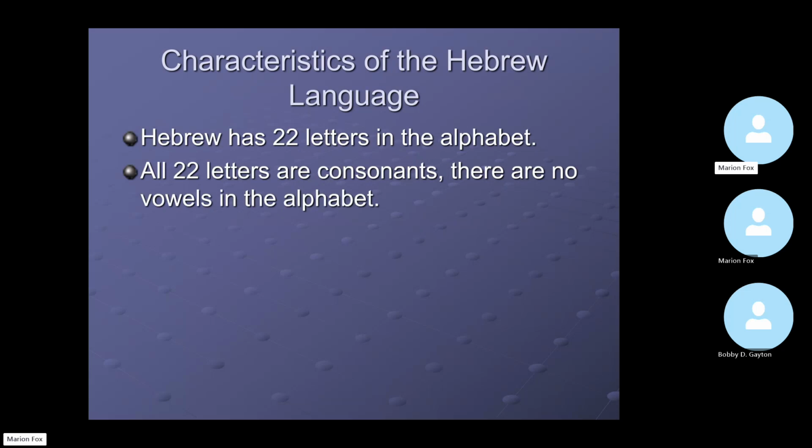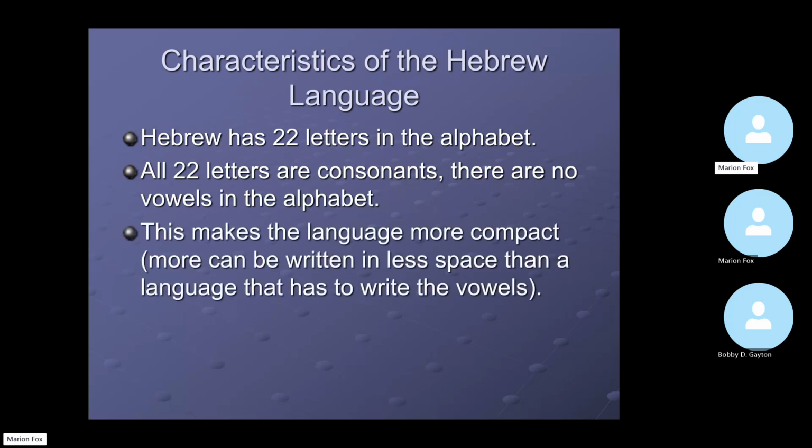Jeremiah and Lamentations were on one scroll, for example. The minor prophets were on another scroll. This makes the language, however, more compact if you don't write the vowels. And so more can be written in less space than the language which has to write the vowels. So that's one advantage of it. There's a disadvantage to it also.